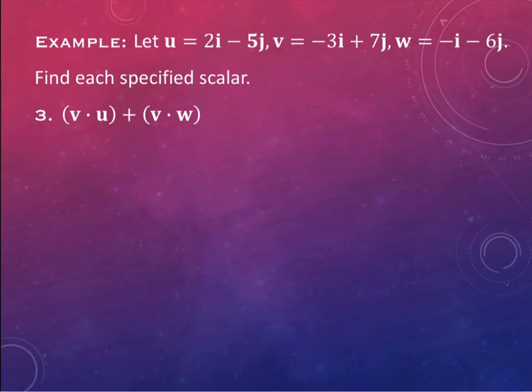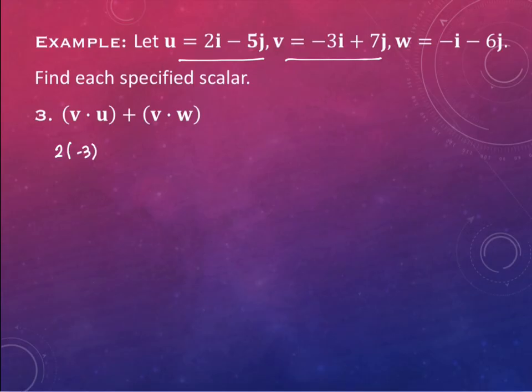So our u and our v and our w, I think they're the same from the previous problem. Yep, they are. And we're going to find each specified scalar, just like before. So we're going to do v dot u, and then we're going to do v dot w. Okay, so v and u are here. So v dot u means, and again, the order doesn't matter, right? I can do u dot v or v dot u. I just need to multiply the coefficients of the i components. So that's 2 and -3.